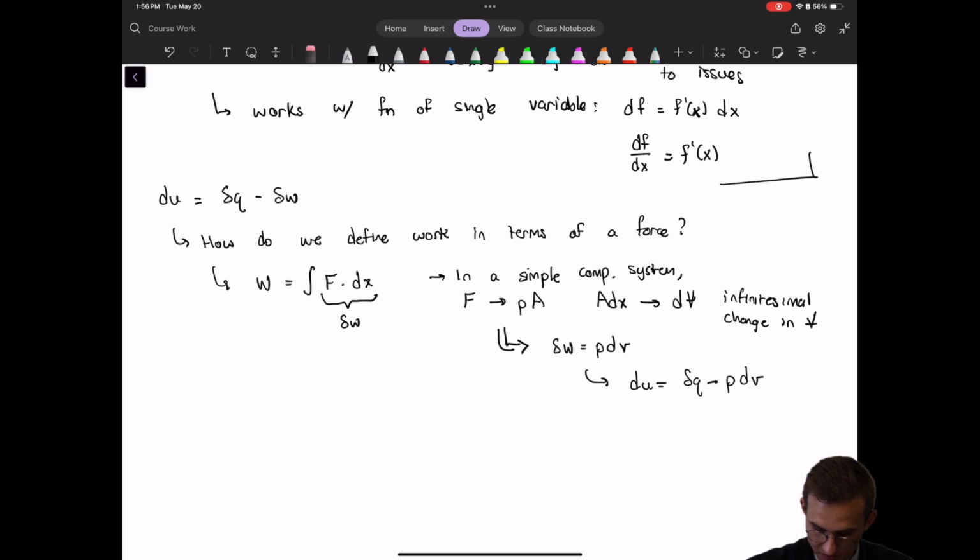We'll deal with the delta Q in a bit once we get to the second law. But now is actually a good time to define the enthalpy.